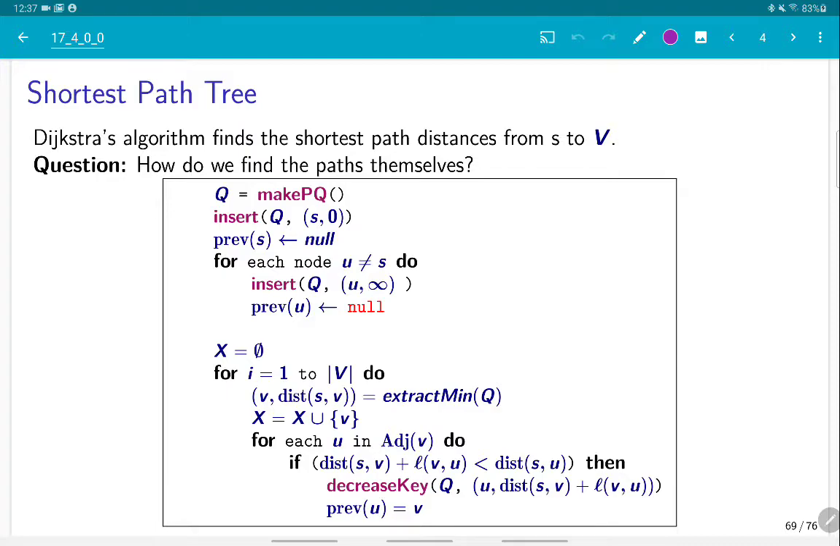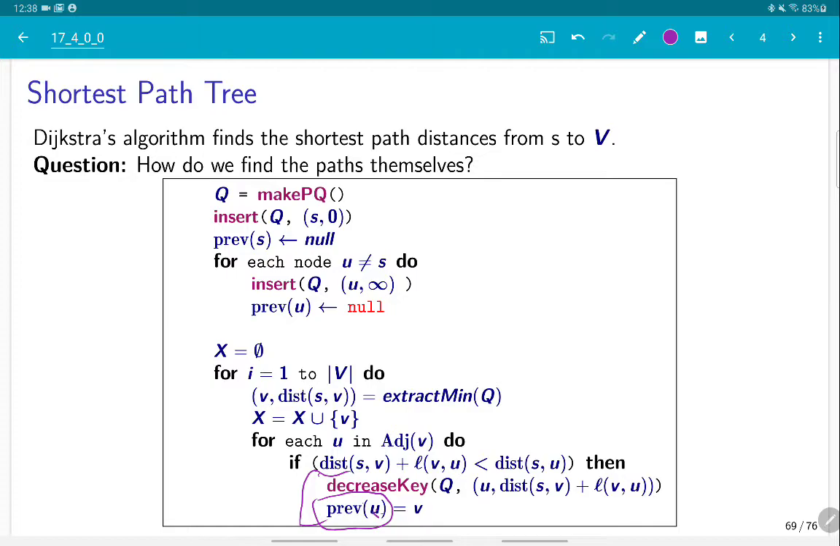So the idea is that for every vertex, we're going to maintain a previous pointer, which points to the previous vertex where the shortest path came from. And we need to maintain it every time we do a decrease key operation: we just point U to the vertex V that caused the candidate value to decrease. As such, the last decrease key that fixed the value of the vertex would also set its predecessor to be the right vertex, right? And clearly this creates a tree.